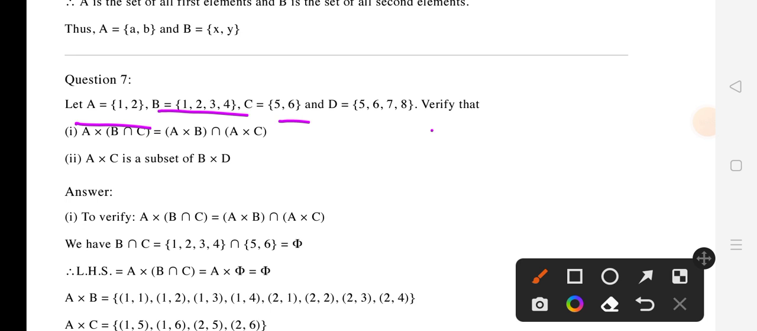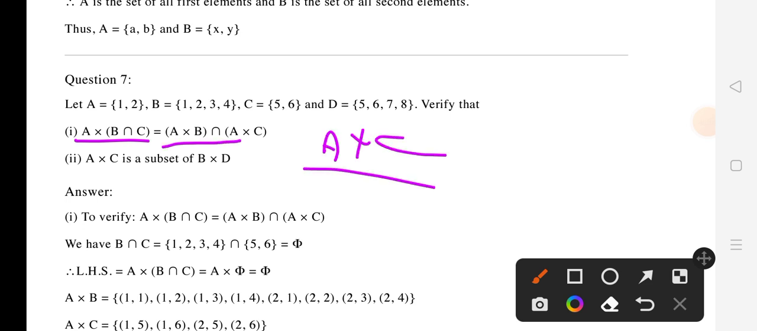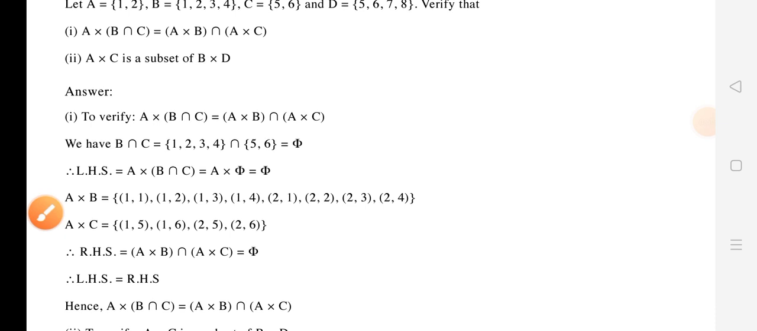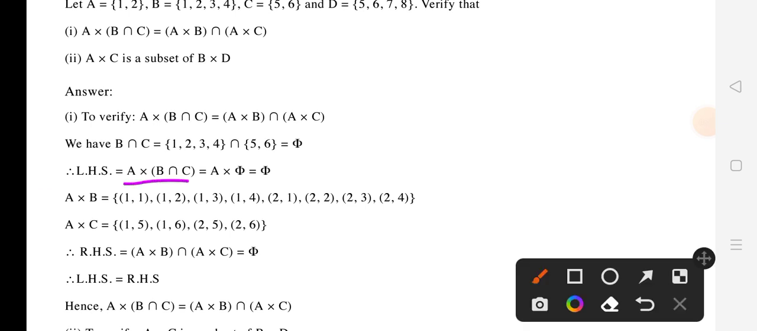C has elements 5, 6, D has elements 5, 6, 7, 8. You have to verify that A cross (B intersection C) is equal to (A cross B) intersection (A cross C). So it is simple to verify. We can take the LHS: A cross (B intersection C) is equal to A cross phi, which equals phi.